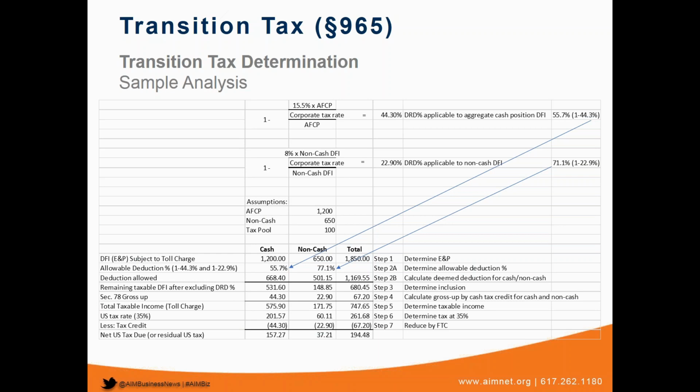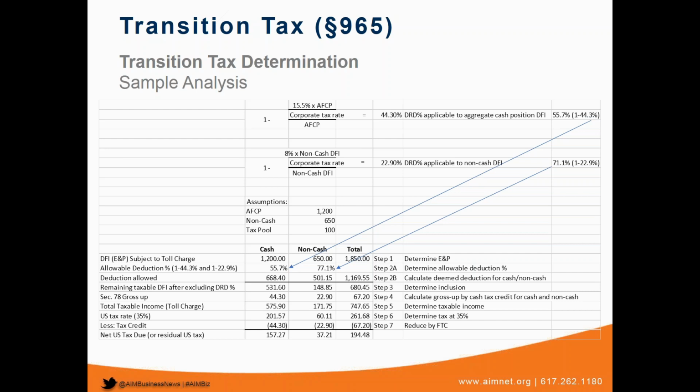The allowable deduction percentage is 55.7% for cash and 77.1% for non-cash. These percentages are arrived at by tax affecting the 15.5% for cash and 8% for non-cash, which are provided by the new statute, by 35%, which is the statutory rate as of 12/31/2017. At the top of the slide is the formula. By the way, please note that there is a typo in the formula. The allowable deduction percentage for non-cash should read 77.1 and not 71.1.